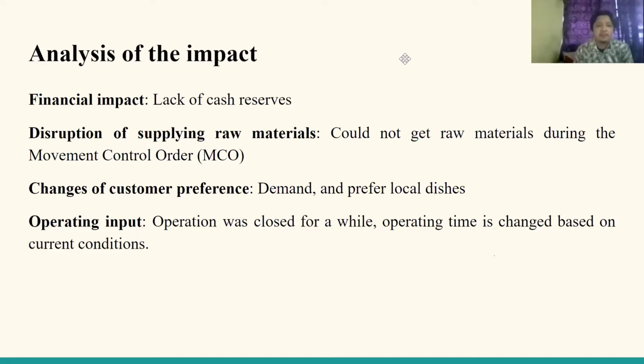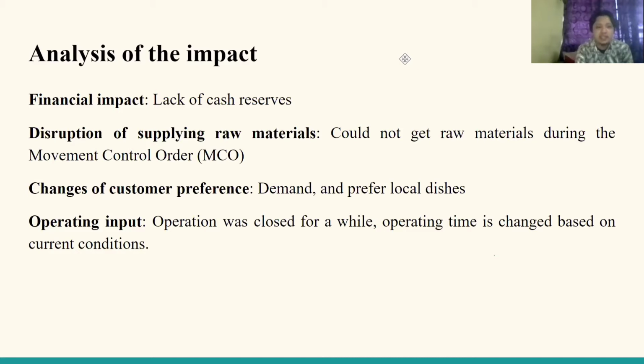For the analysis of the impact, the first critical area is financial impact. In financial impact, most of it was from lack of cash reserve. Business will face a phase of not being very popular because of that. It takes time to get profits doing the business. Secondly, is the disruption of supplying raw materials. Due to COVID-19, processing of raw materials will be slow. It is because it's hard to get all the ingredients during MCO. Most of it is not available and limited.